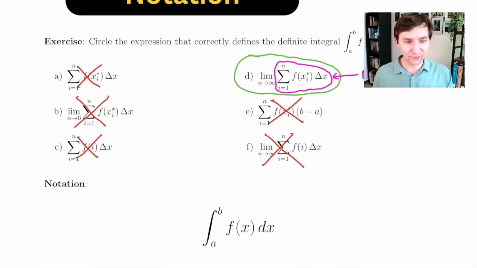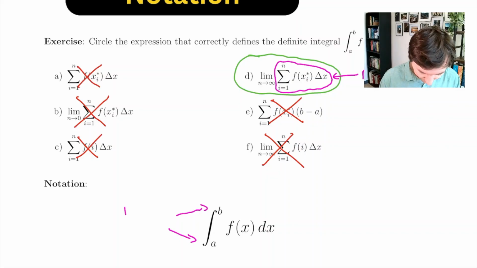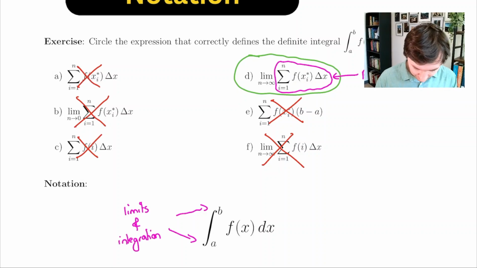Now we are ready to discuss the notation of definite integrals. Numbers a and b have their own name. They are called limits of integration. The number at the bottom, in our case number a, is called the lower limit of integration, and the number at the top, in our case b, is called the upper limit of integration.